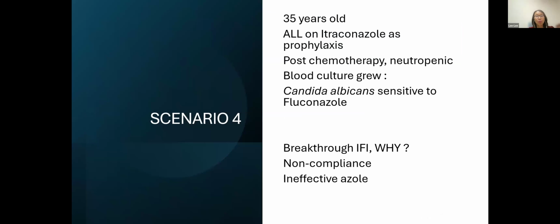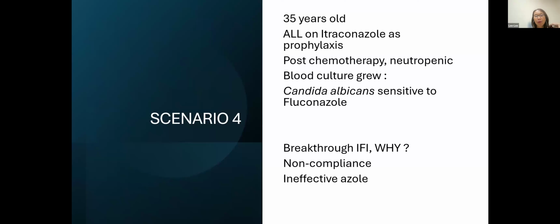So moving on to case scenario number 4, here we have a gentleman with acute leukemia, acute ALL, acute lymphoblastic leukemia. He was on itraconazole as prophylaxis, post-chemotherapy, he was neutropenic, and blood culture grew Candida albicans, which is sensitive to fluconazole. So the question here now is, this patient's been given adequate itraconazole as prophylaxis. Why should he develop a breakthrough infection while on antifungal prophylaxis?